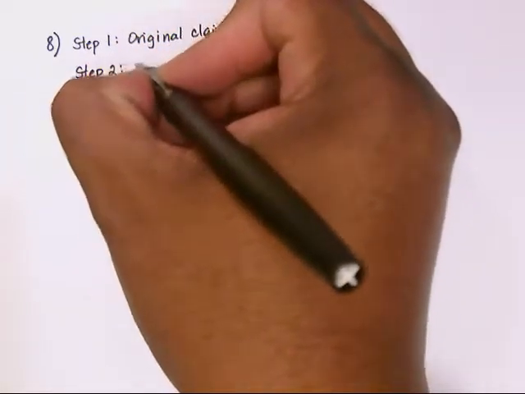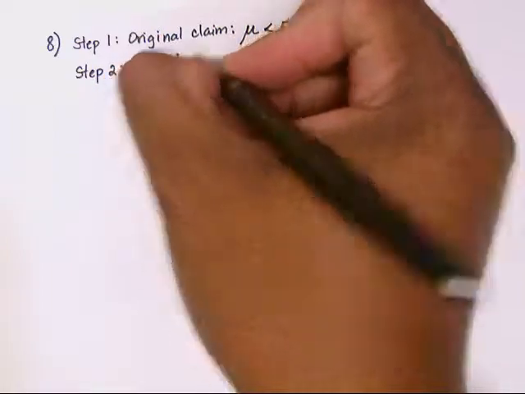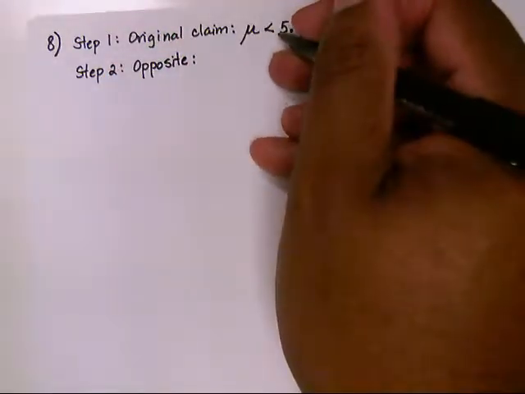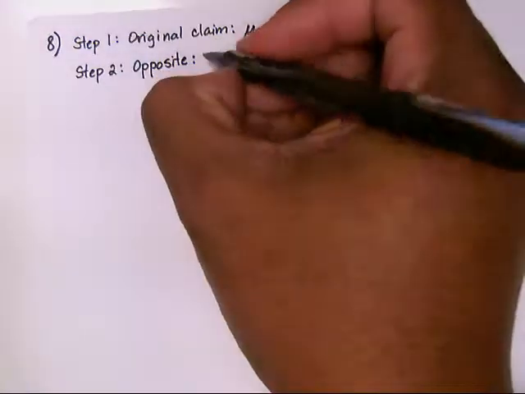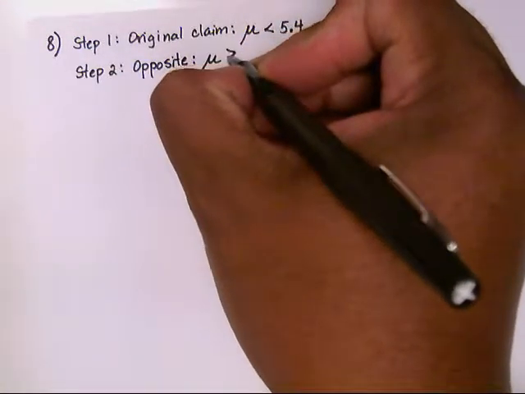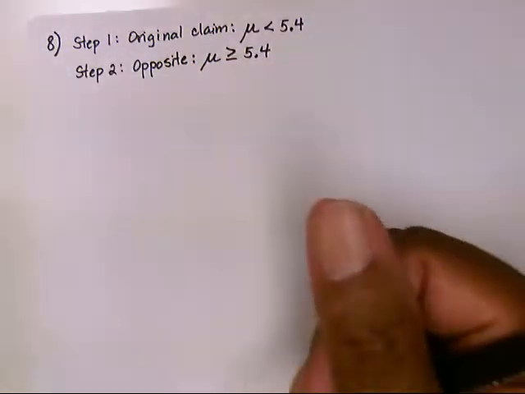Now step number 2 is the opposite of the original claim. Well, the opposite of less than would be greater than or equal to. So mu is greater than or equal to 5.4.